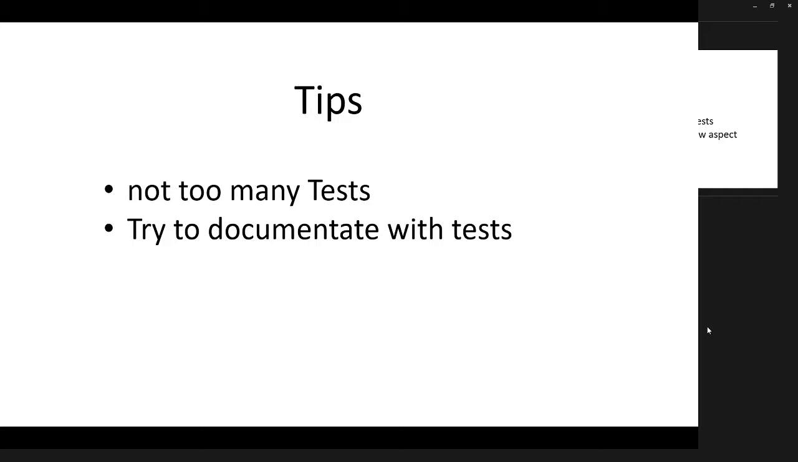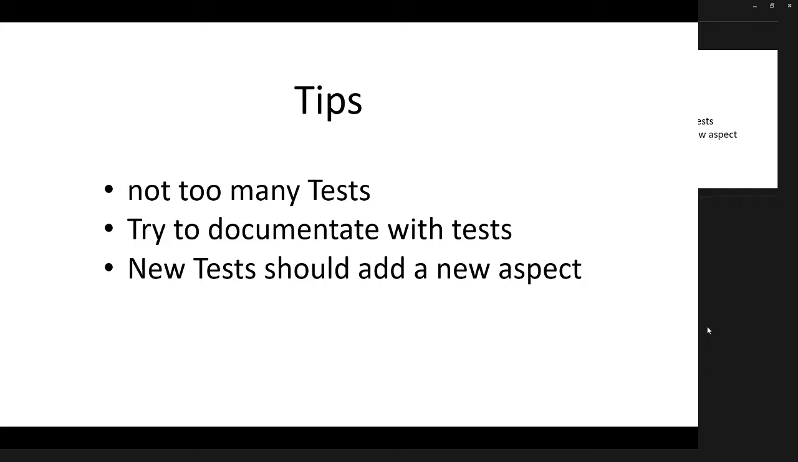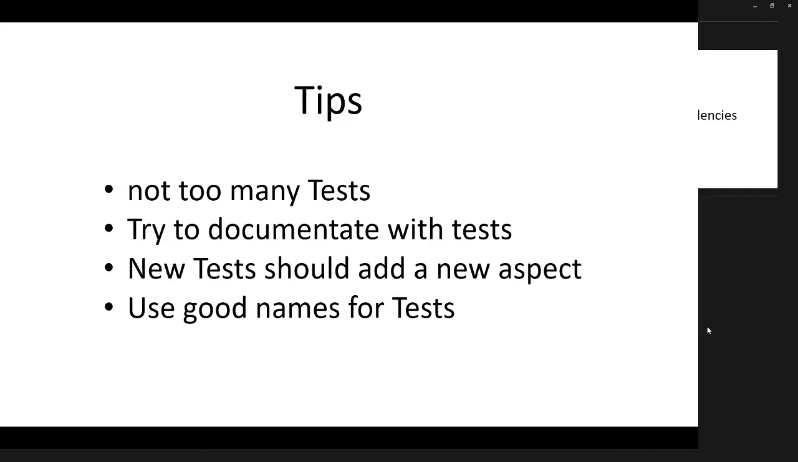The second point is a test should tell a story. Like you want to understand a program, you should be able to understand a test. What is a test really testing? And so whenever you add a new test, it should add a new aspect. And it should not repeat tests you already did. And like good variable names, good names for tests also help in understanding.